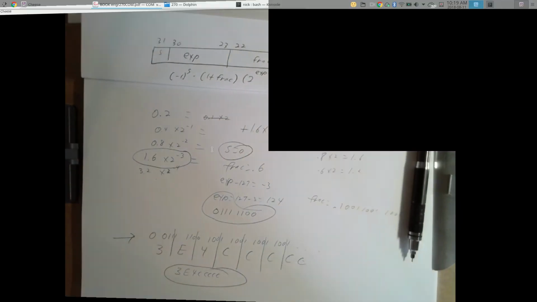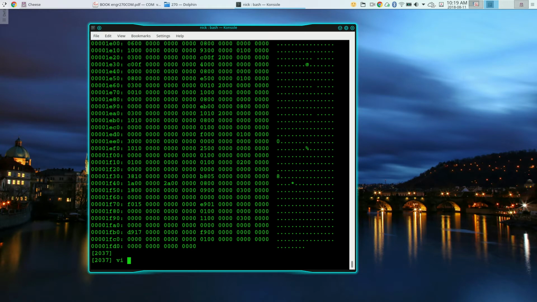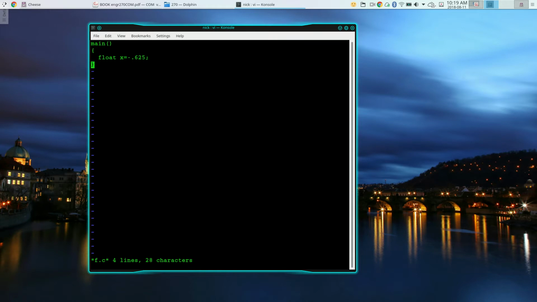So let's double check that. So we'll set x equal to 0.2.